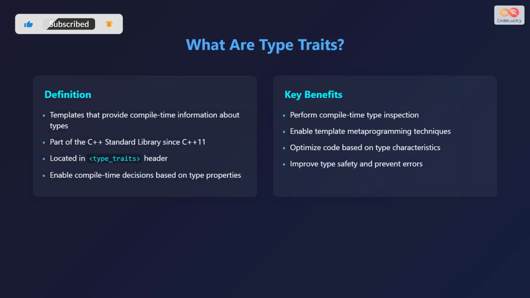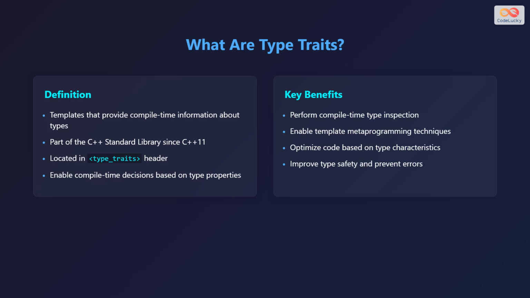Let's define what type traits are. Type traits are templates that provide information about types during compilation. They have been a part of the C++ standard library since C++11. You can find them in the type_traits header file. Type traits enable making decisions at compile time based on the properties of types.